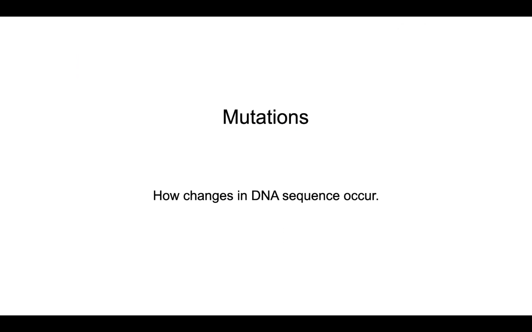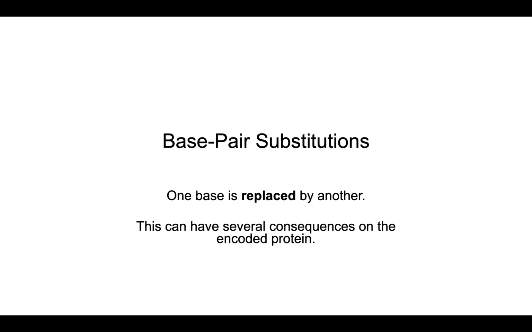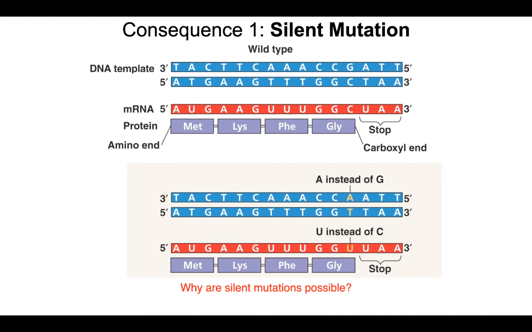So how do changes in DNA sequence occur? They are called mutations. And the first type of mutations are point mutations, in which we are simply substituting one base for another, one base pair for another. So we're not adding to nor subtracting from the total amount of DNA. So let's take a look of the consequences, the possible consequences of these single base pair substitutions.